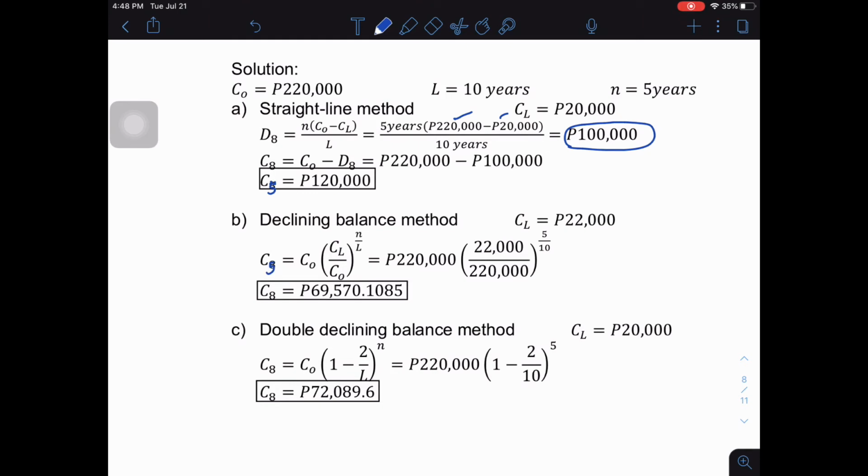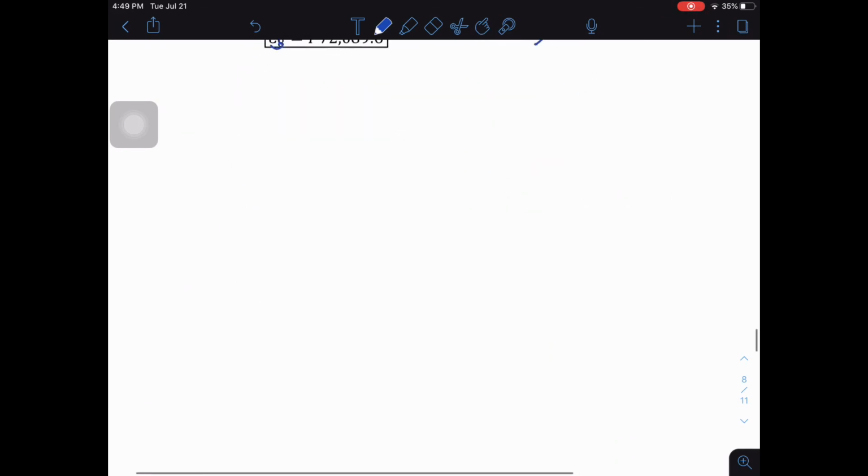For declining balance method, okay, so we just have to apply the formula. Okay, so that's our original cost, the salvage value, 5 over 10. Okay, so therefore the book value at the end of 5 years is 69,570.1085. Using double declining method, okay, our salvage value is 20,000. Okay, so therefore our book value at the end of 5 years is 72,089.6.